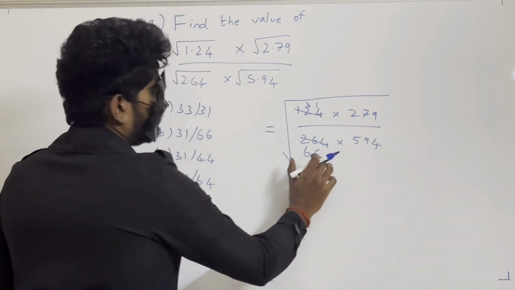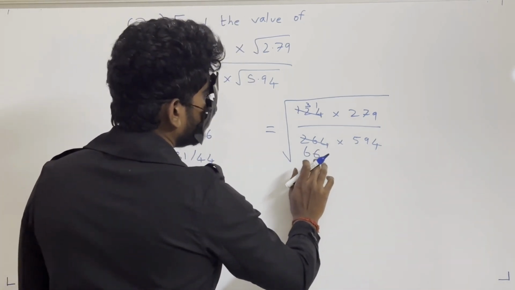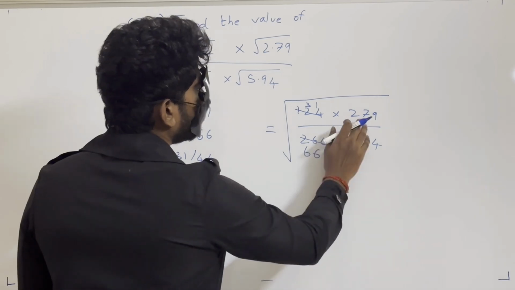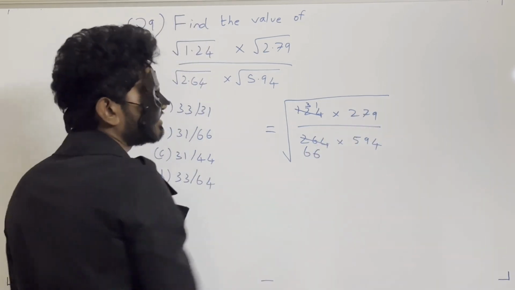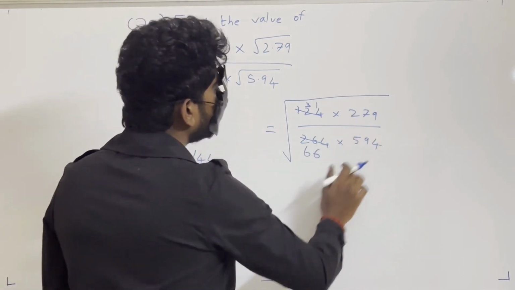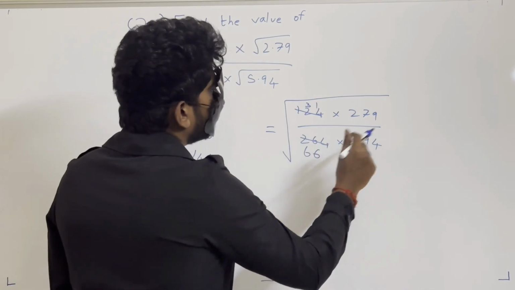Now this is even, and this is odd, so these two won't cancel out. This is even and this is odd, so they will not cancel out. So now next we will check these two.